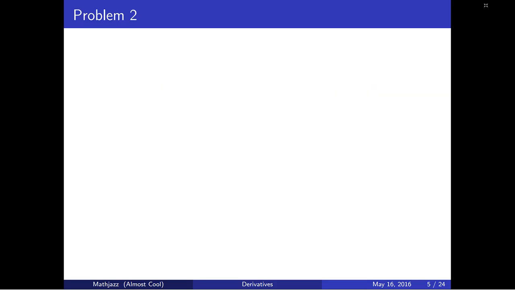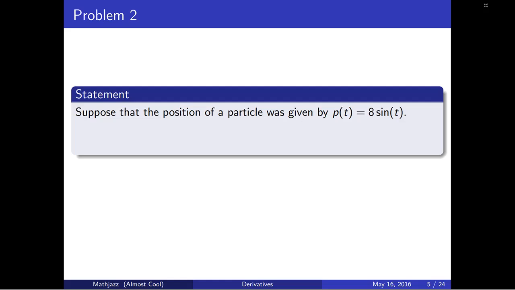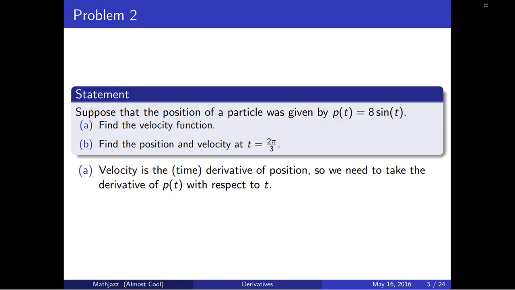Here is problem 2. Suppose that the position of a particle was given by p of t equals 8 sine of t. Part A is find the velocity function, and part B is find the position and the velocity at time t equals 2 pi over 3. So, the velocity is just the derivative of position, so we take the derivative of 8 sine of t with respect to t, and we should get positive 8 cosine t.